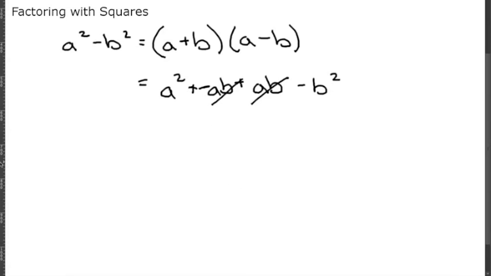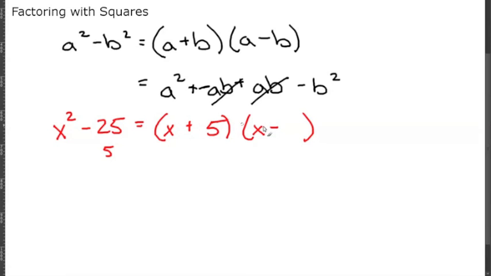Let's look at an example. Say I give you x squared minus 25. We know that our a is going to be x, because x times x is x squared, and our b term is going to be the square root of 25, which is 5. So plus 5 and minus 5. So (x plus 5) times (x minus 5) is the factored form of x squared minus 25.